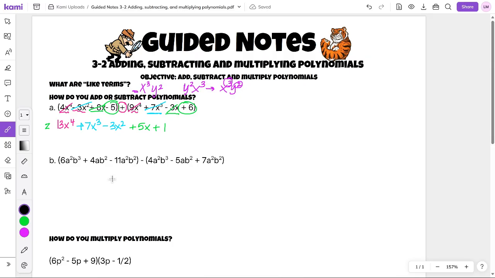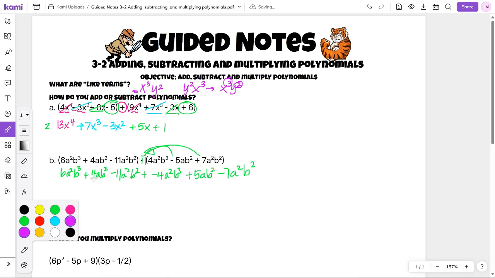All right, so let's talk about subtraction. When we subtract, we can change subtraction to addition by leaving the first set of parentheses alone, changing the middle to an addition sign and multiplying everything in the parentheses by a negative 1. So that means I'm going to change the signs of everything in here to the opposite of what they were. So I have negative 4, I have a positive 5ab squared, and a negative 7a squared b squared.